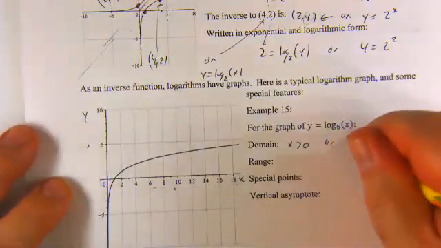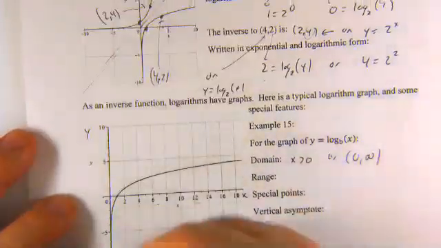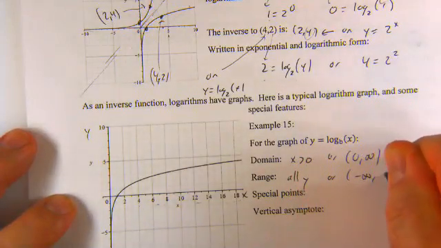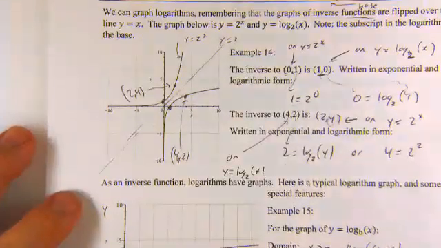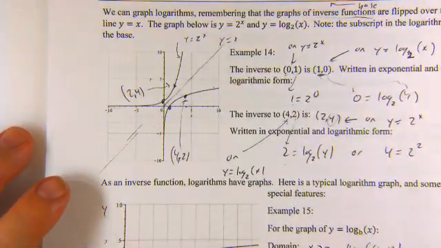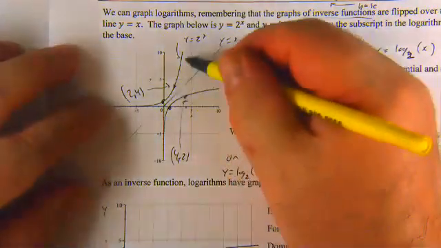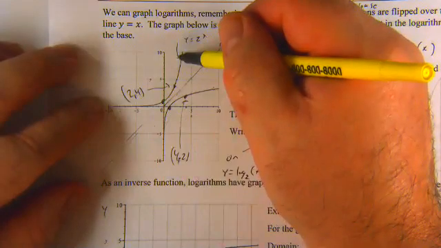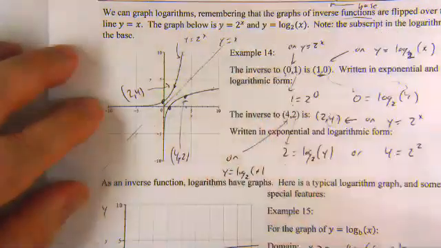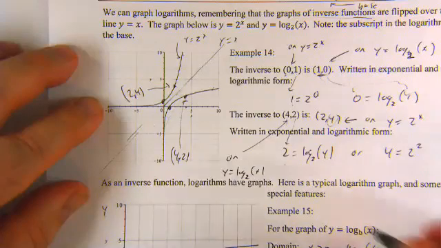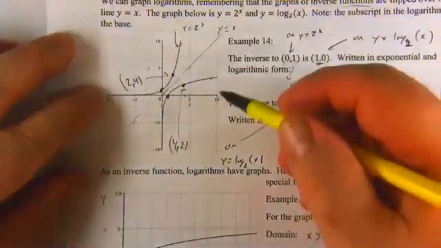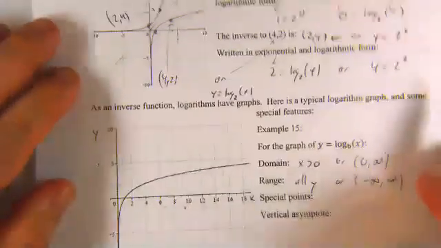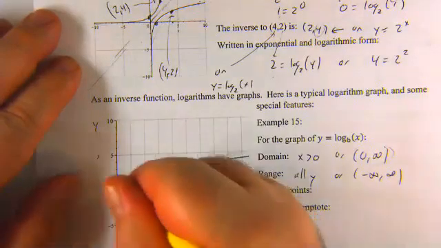The range is all y, or minus infinity to infinity. Remember that when you're looking at inverse functions, you flip the y and the x. So the domain of the logarithm is the range of the exponential function. So this domain is 0 to infinity. That's the range of the exponential. The range of the logarithm is the domain of the exponential function. So that's all numbers.